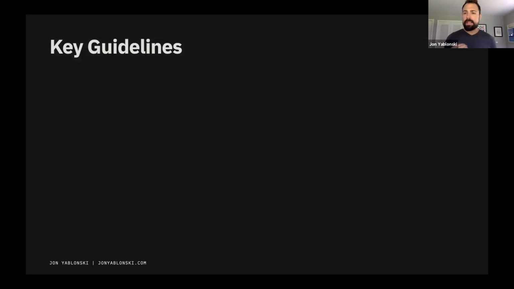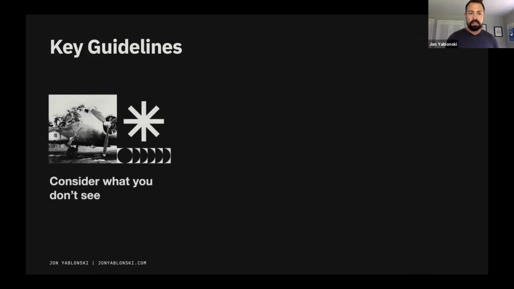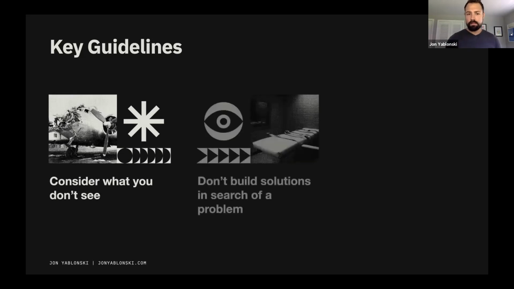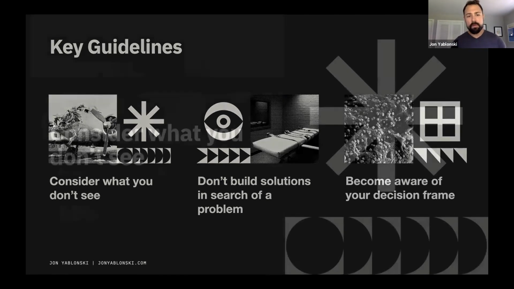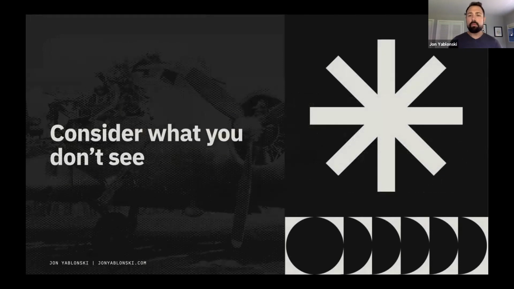So this talk is about some key guidelines that I believe are beneficial for designers to consider in their work, and to cultivate that awareness of when and how biases can be introduced into the design process and influence our decisions. The first I'll be talking about is why we should consider what we aren't seeing in things like design research. Secondly, why we should not build solutions in search of a problem. And thirdly, why we should be aware of our decision frames. I'll elaborate.